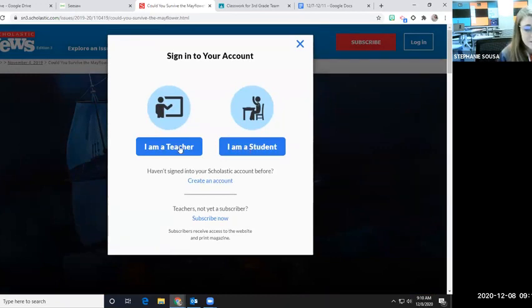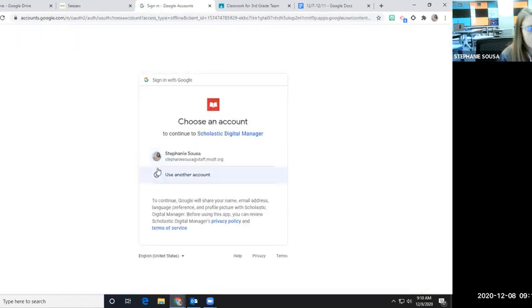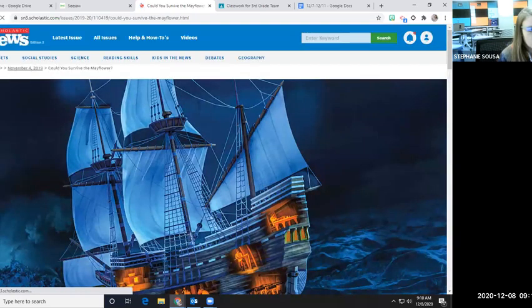I'm not a student, I'm a teacher. So I'm going to click, I'm a teacher. And then I'm going to click that login with Google right here, sign in with Google. And that will bring you up to your Scholastic account. Okay. Go ahead and get logged in, and while you do that, we will pause and wait.